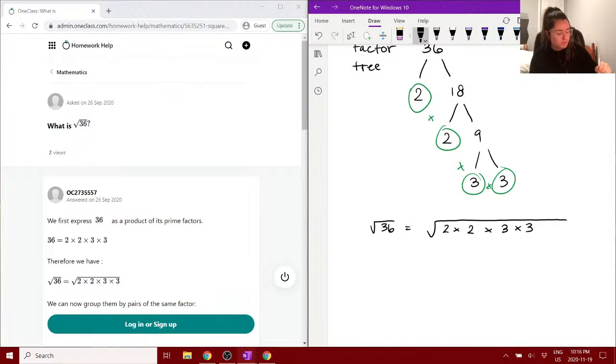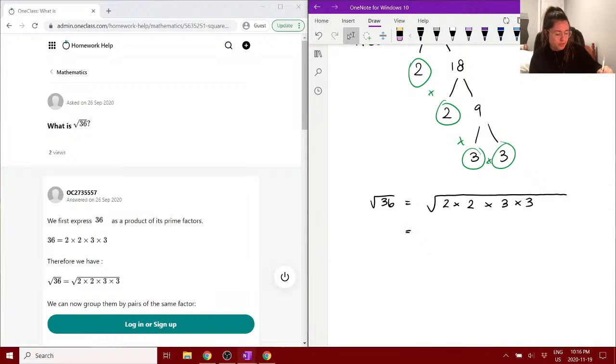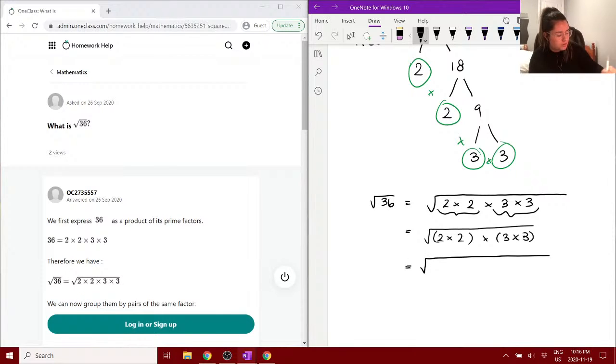So now that it's in its prime factors, what we can do is group pairs of prime factors, and they have to be the same number. So we have the 2 times 2 as one pair, and we have the 3 times 3 as another pair. And the reason for doing that is because now you can see that 2 times 2 is just 2 squared, because a square means multiplying it by itself, and then multiply that by 3 times 3, which is 3 squared.